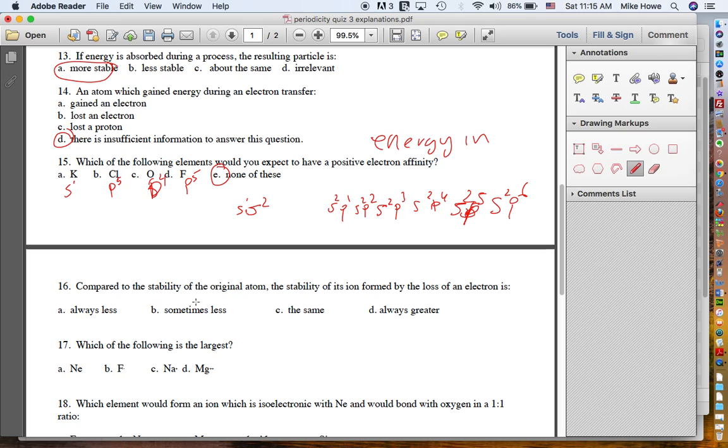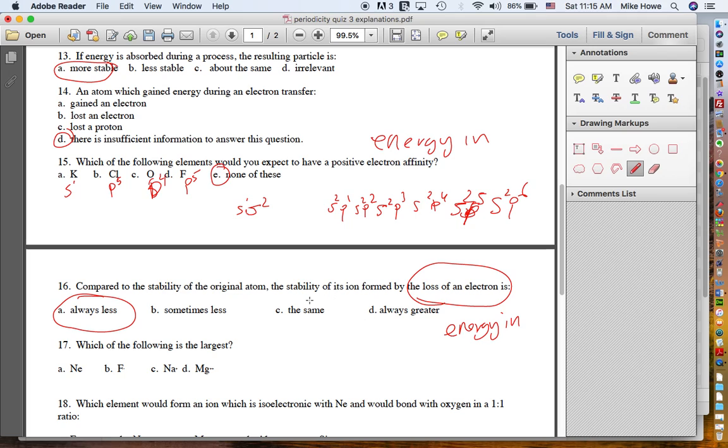16, compared to the stability of the original atom, the stability of the ion formed by the loss of electrons. Losing electrons, ionization energy. So that means energy has to be put in. So you always put energy in, always less stable.